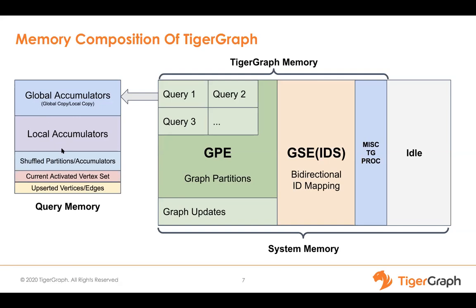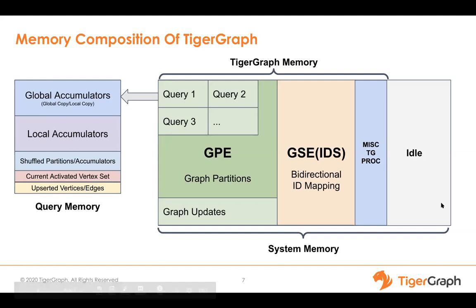Other than the accumulators, another very significant thing is the shuffled partitions and accumulators. When we run the query in distributed mode, sometimes we don't have all the information on one server, right? Sometimes we need to transfer a graph partition, vertex attributes, or accumulators from another server. That requires you to spend more memory on this shuffled data. We need a location to store it in order to use it in the calculation. Other than that, these are the insignificant items, for example the activated vertex set or upserted vertices and edges. These only have very limited memory usage.